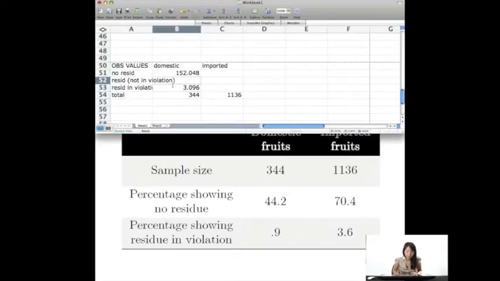And so what's sort of left over? Well, the leftover percentage is 1 minus 0.442 plus 0.009. Right? So that's sort of everybody else. And that's, I guess, the number of fruits that are not in violation but still have some pesticide residue on them, times this. And so when I add them all up, I could check, and that's 344, right? So I've done my proportions correctly.